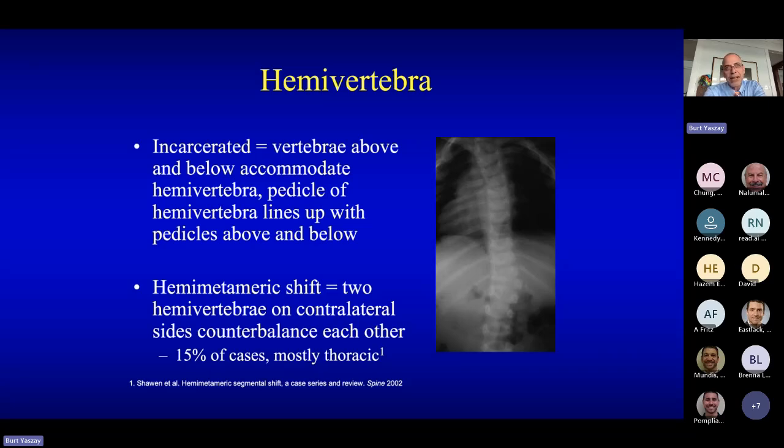It's interesting. I would say it's not uncommon for us to see hemimetameric shifts, but whether it causes a deformity or not is dependent on how close they are. If they're one or two levels separated from each other, they balance each other, and you can usually let those ride. But if you have one hemivertebra in the lumbar spine and one in the thoracic spine, they're likely going to cause their own independent deformity.